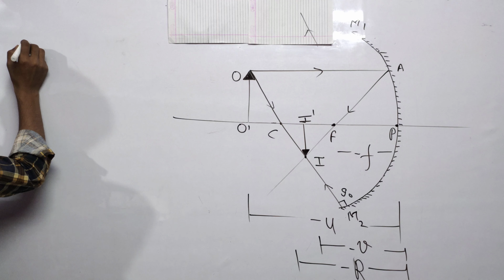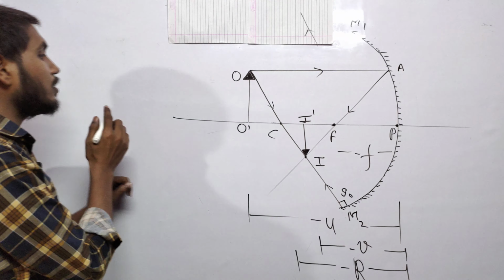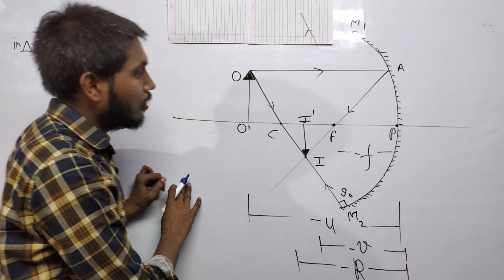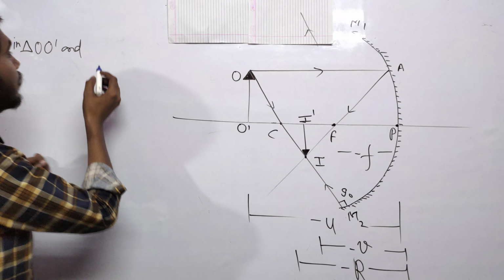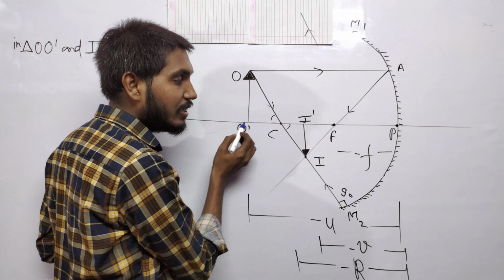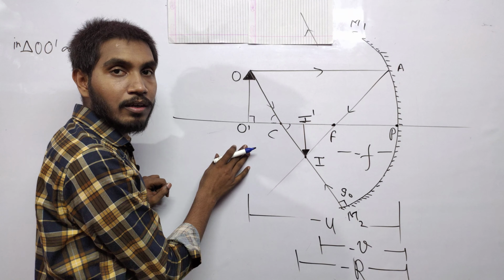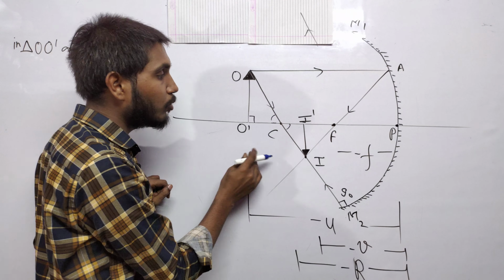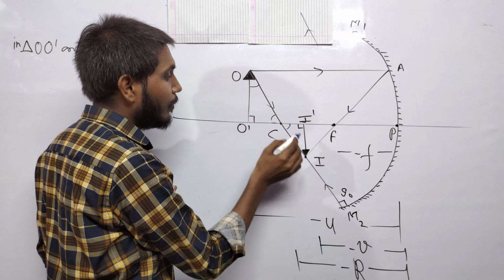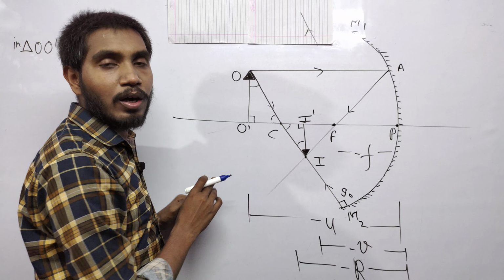Take two triangles, O dash C and I dash C. Dear students, these angles are equal. What is this? It is called vertically opposite angles. These angles are equal, 90 degrees. So the remaining angle is also equal. Both triangles are what?